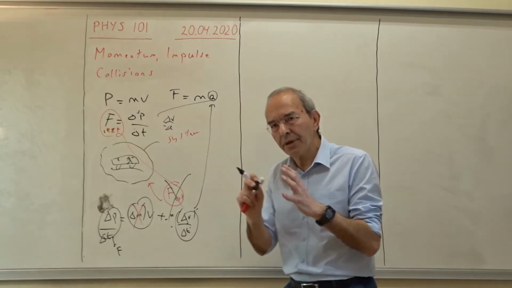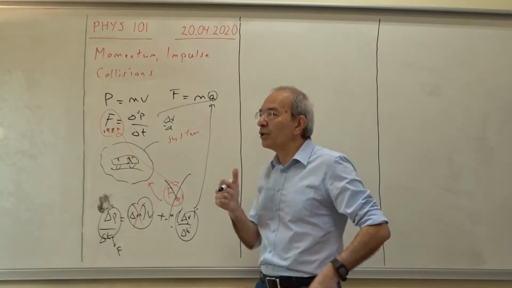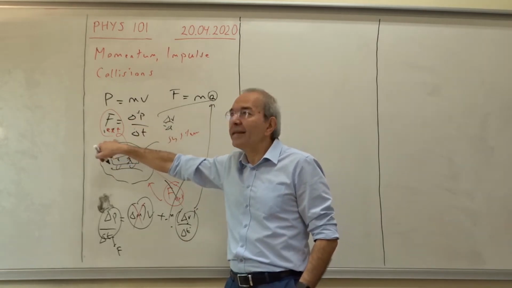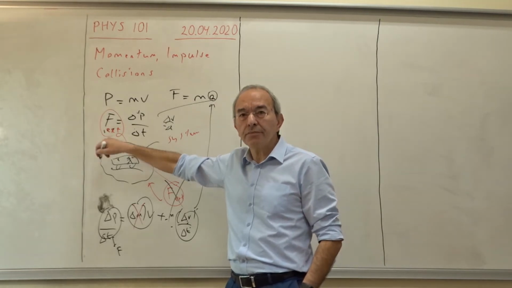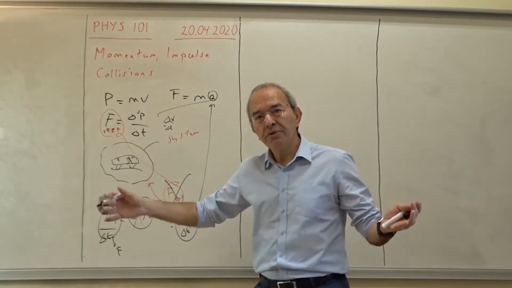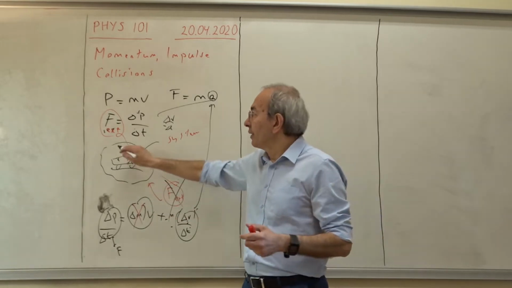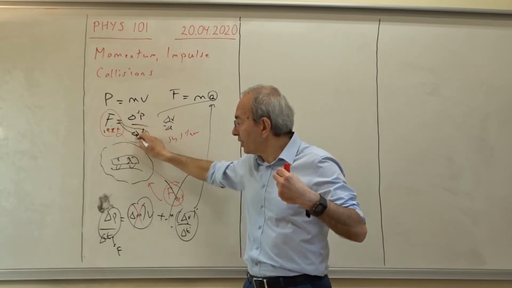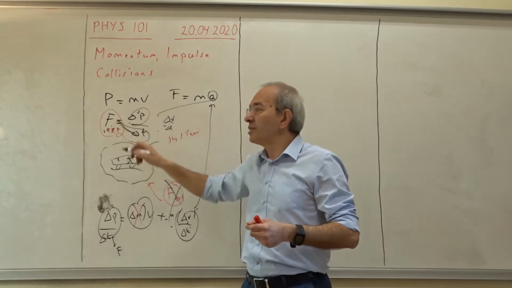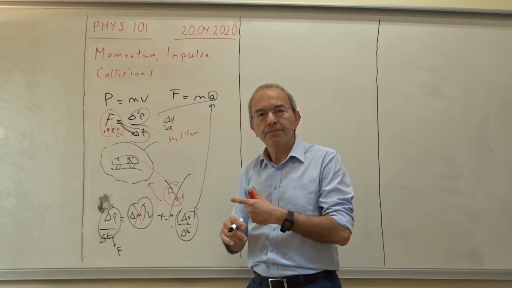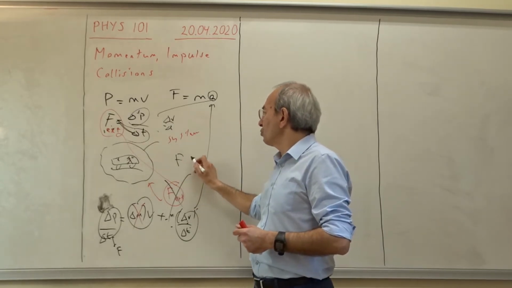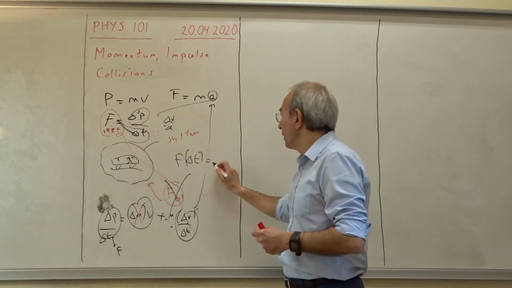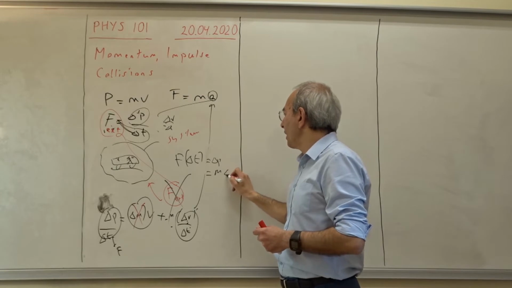But for the time being, we have only one equation, which is F external equals delta P by delta T. If there is any external force acting on the system, a closed system that we isolate from the environment, and this force acts on the system during a time delta T, then the momentum changes by delta P. So F delta T equals delta P, which can also be written as m times delta v.